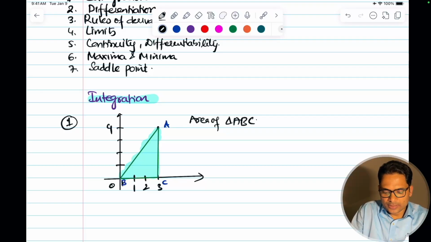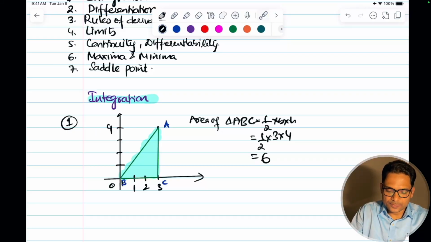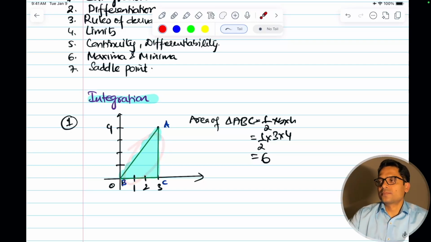The area of triangle ABC is equal to half into base into height. Simple, mathematically we know this. This is half into base, which is 3, into 4. So this will be equal to 6 units, this whole area.